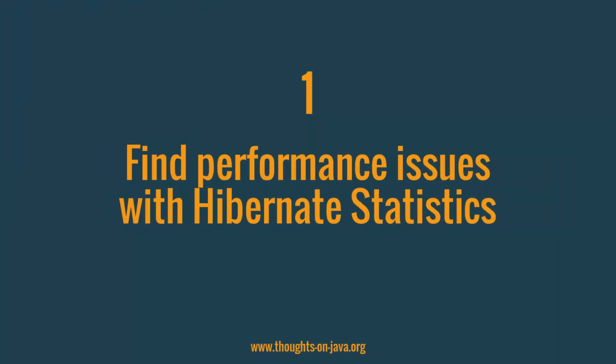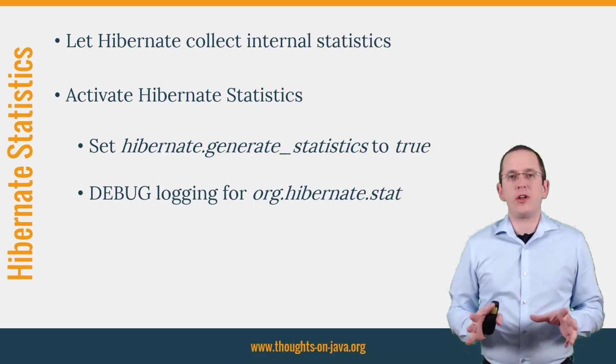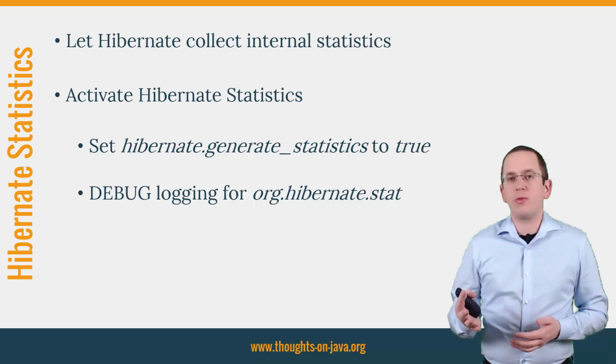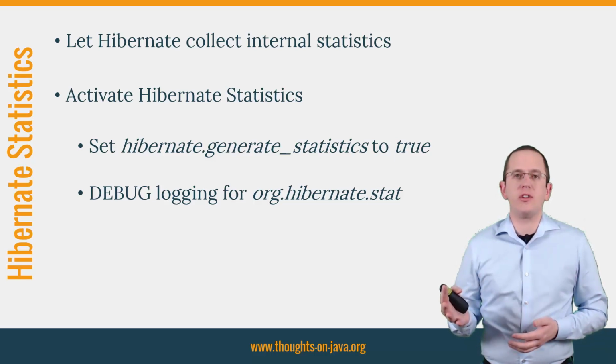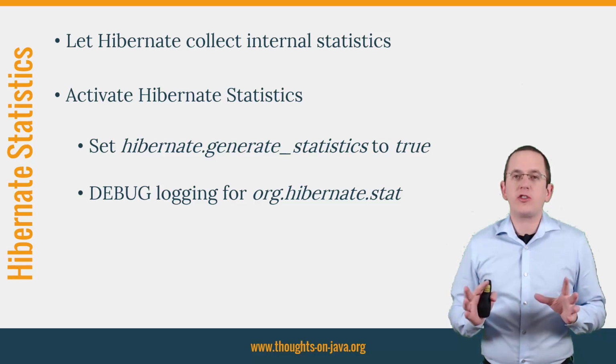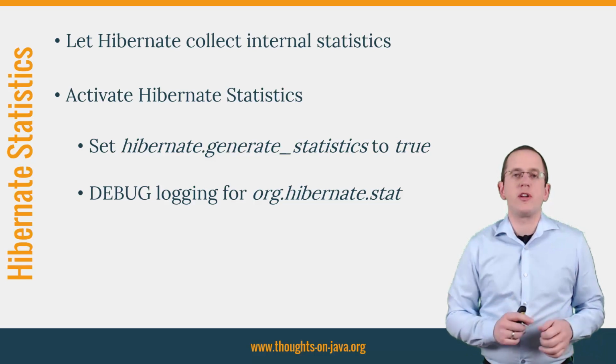Tip number 1. Find performance issues with Hibernate Statistics. Finding the performance issues as early as possible is always the most important part. The main problem with that is that most of them are hardly visible on a small test system. They are caused by small inefficiencies which are not visible if you test with a small test database and only one parallel user on your local test system. That changes dramatically as soon as you deploy these issues to production.